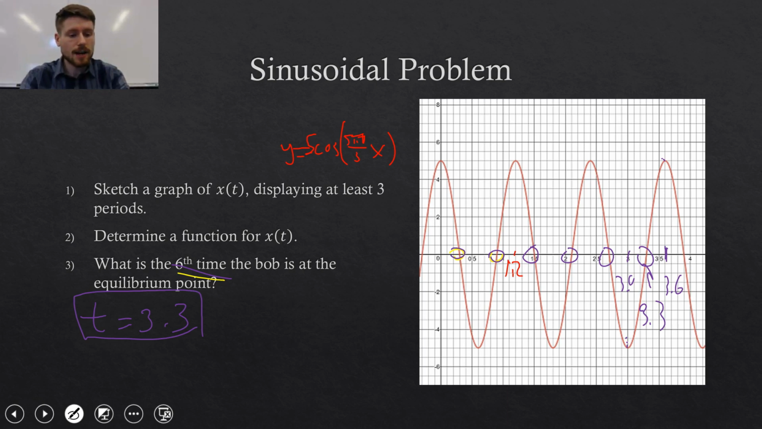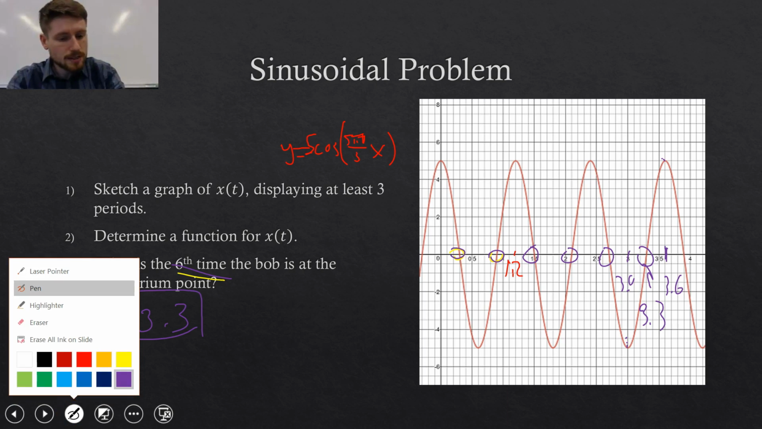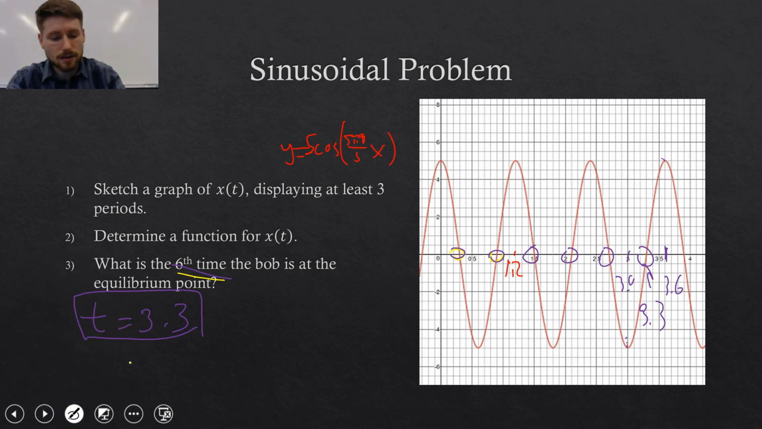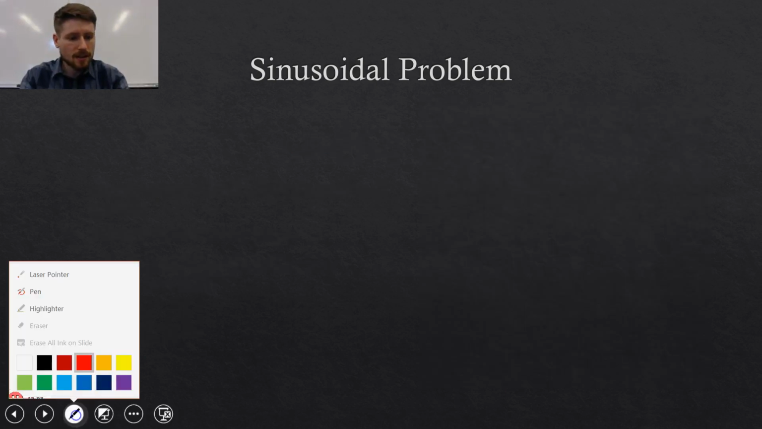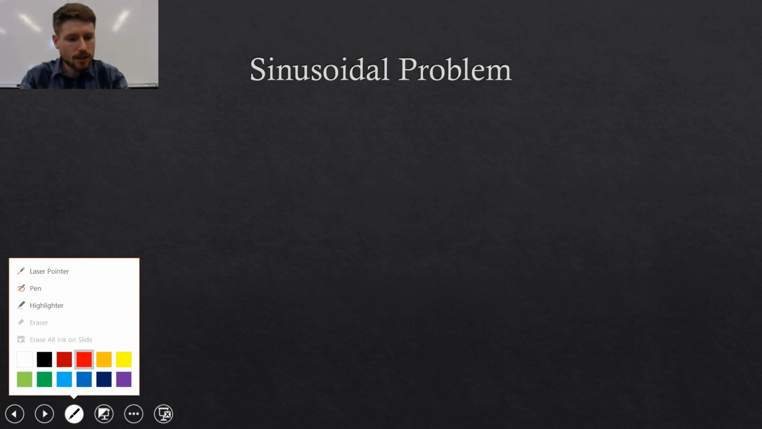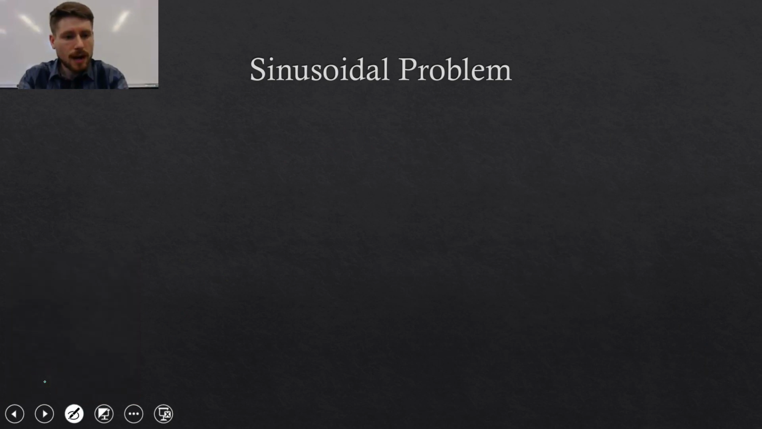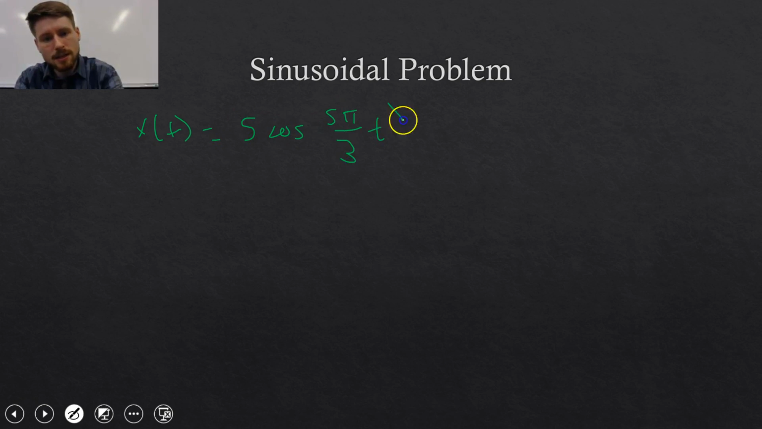So let's go ahead and do this algebraically. So we want to know when it's equal to 0. So when is this equal to 0? Here, I need a little bit more space. Pause this. All right, now I've got a little bit more space. So let's go ahead and set this up. We have x of t equals 5 cosine of 5 pi over 3 t. And we are interested in solving this for 0.